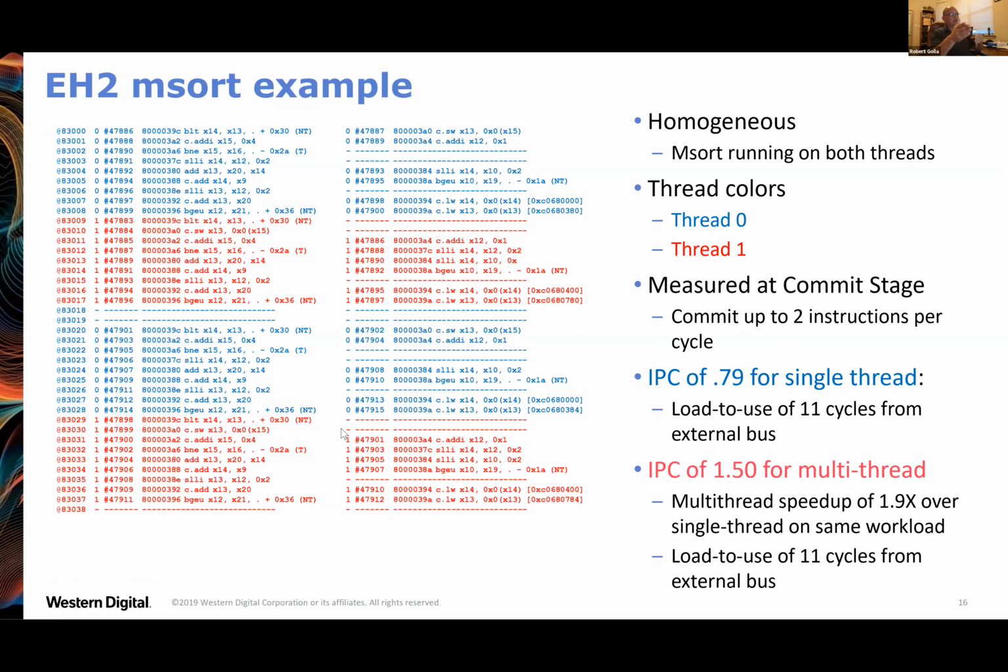So you move from an IPC of 0.79 for single thread to an IPC of 1.5. And so that ends up being a multi-thread speedup of 1.9x. And I have a slide coming up showing a bunch of different combinations of this. But this is the general idea of threading. You're trying to fill in the bubbles, trying to get to a higher IPC than you can get through single thread alone. Next.